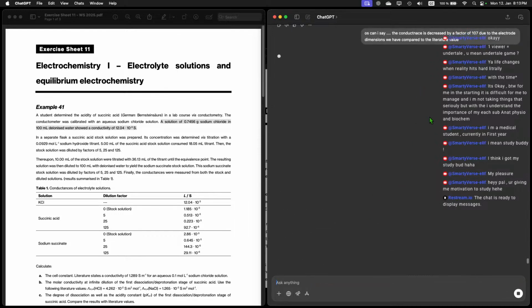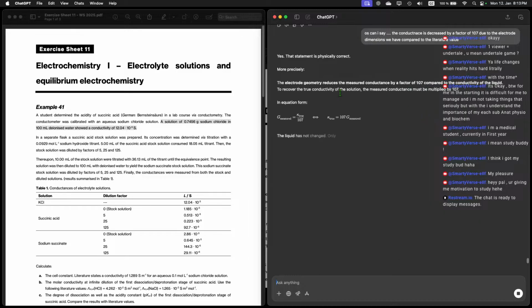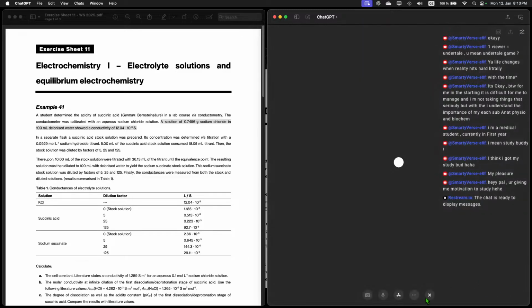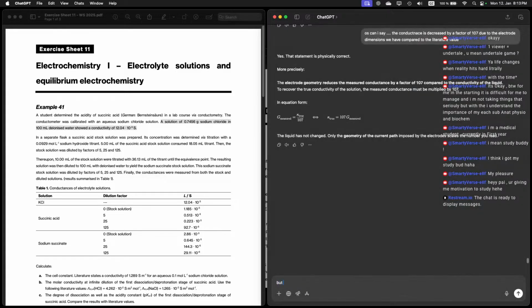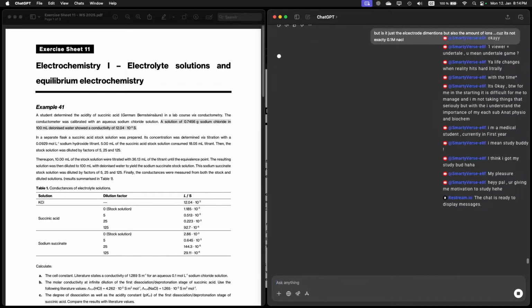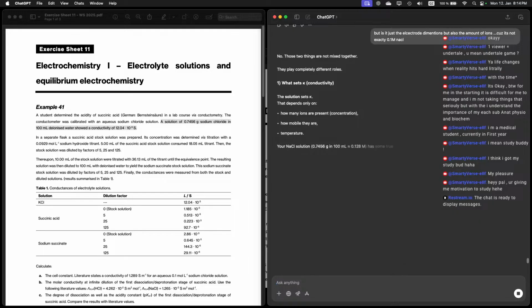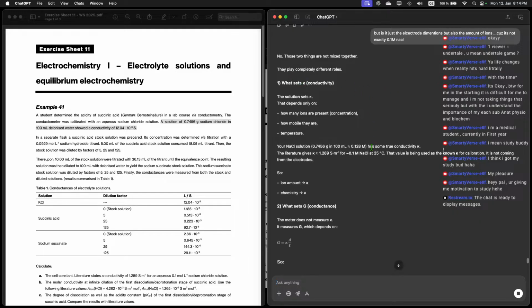But I don't think it's just the electrode. Is it just the electrode dimensions, but also the amount of ions? Because it's not exactly 0.1 mole NaCl. No, those things are not mixed together. They play completely different roles.